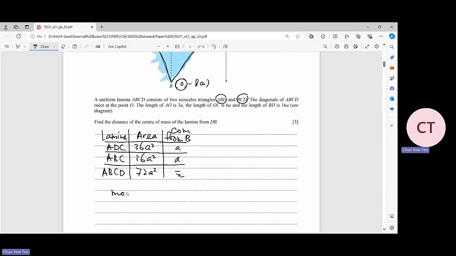Then just take the moments about DB. I forgot to write DB here. Then you have 36a squared multiplied by a, plus 36a squared multiplied by a, equal to 72a squared times x bar. Simplify it, and you get x bar equal to a. That will be the answer for question number 1. Just like that, done. Now we move on.